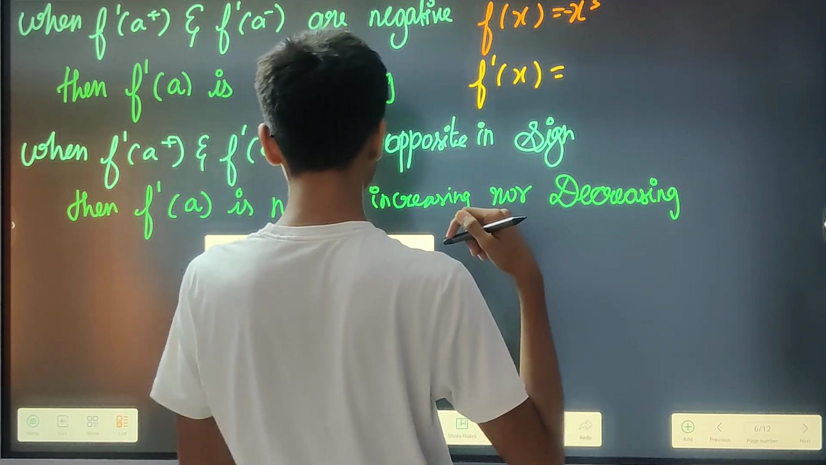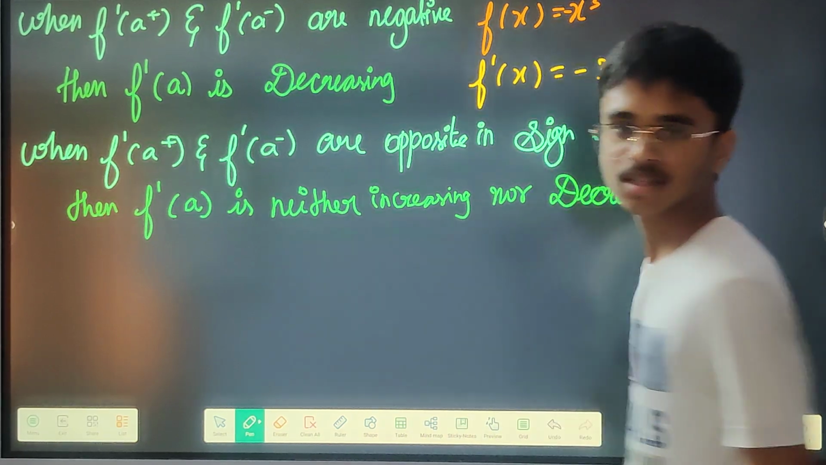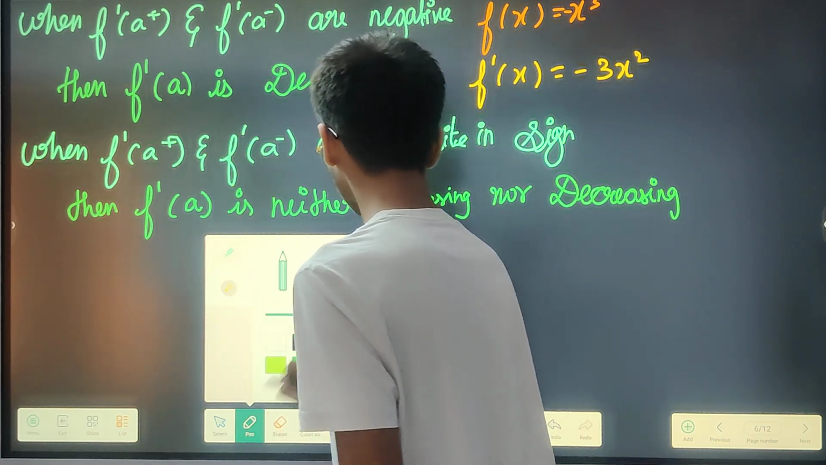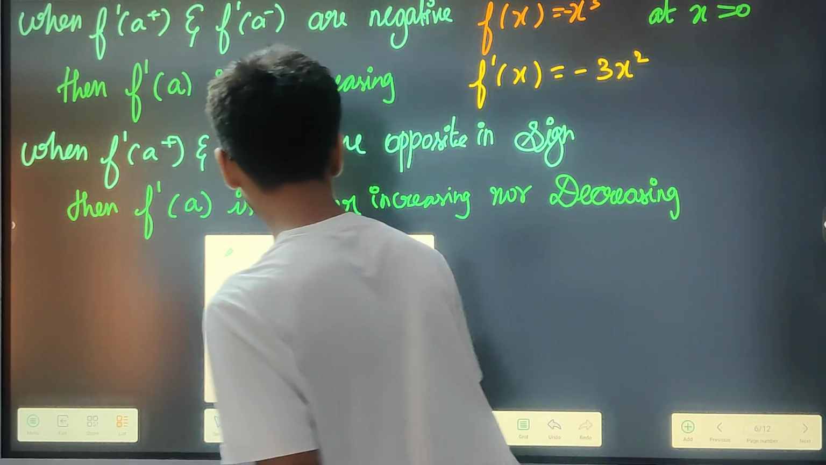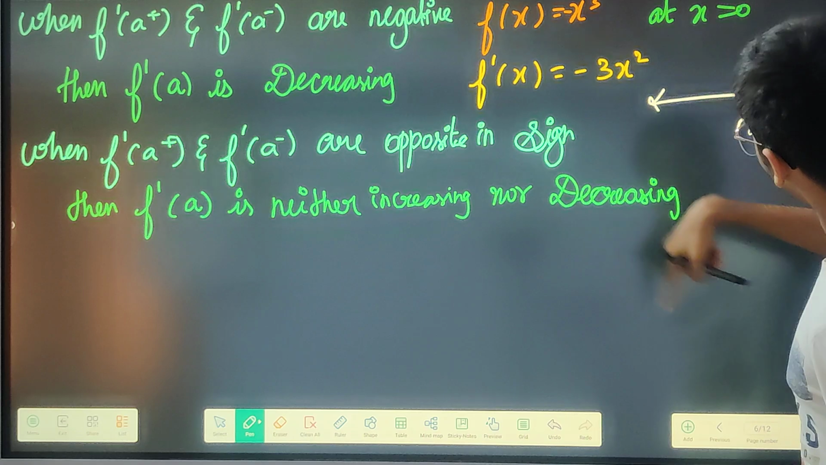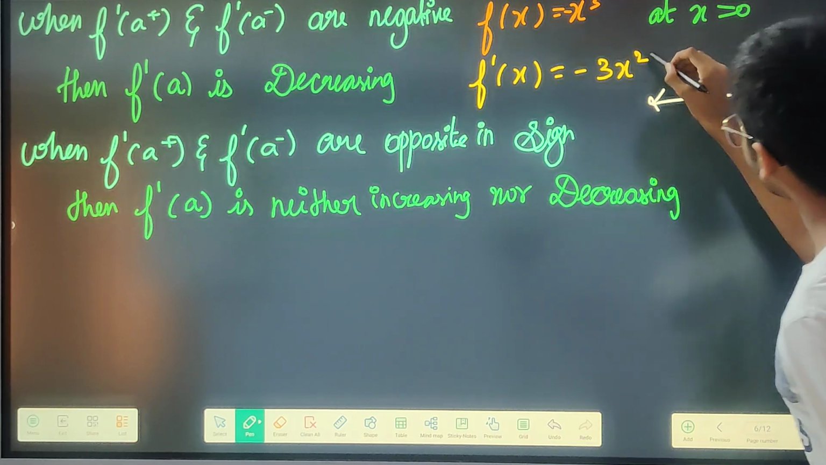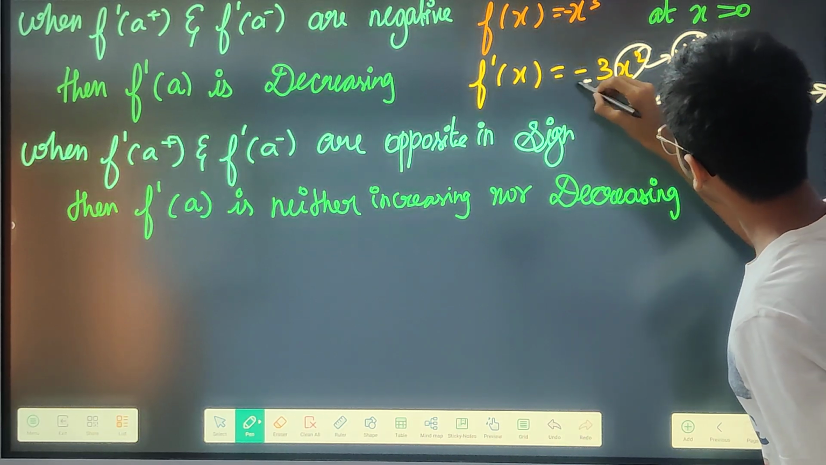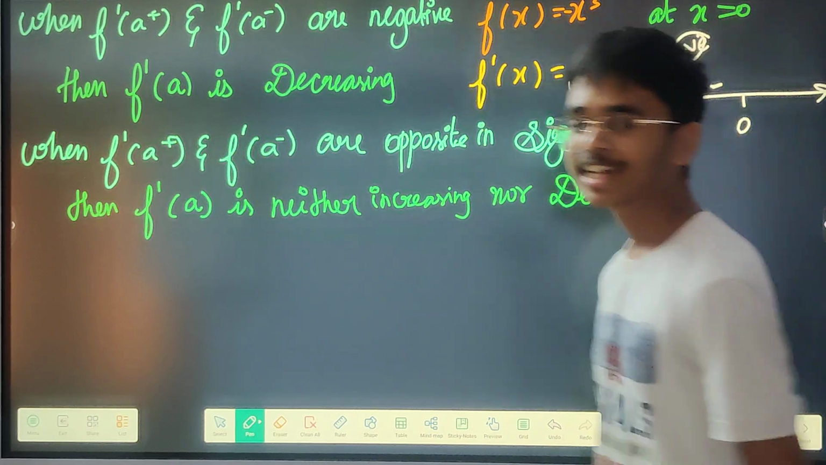Then f dash of x is equal to minus 3x square. This is something you are having. Again, they have given the question at x is equal to 0, and you will have to find. So plot the graph. At 0 only. If you put a value here, this is negative. Here this term, no matter what, is going to be positive, but since you are having a negative, the entire term is going to be negative.